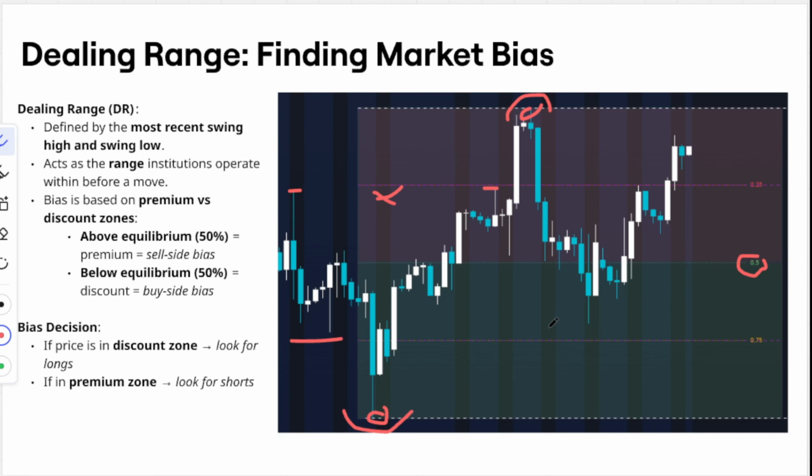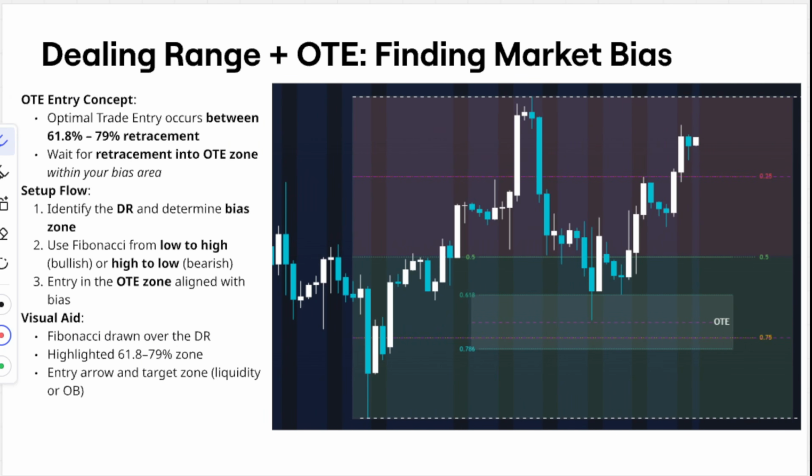Okay. So this essentially creates a bias decision. If price is in discount, you look for longs, and in the premium zone, you look for shorts. So vice versa. Okay, that's pretty straightforward. Now let's jump into adding OTE.